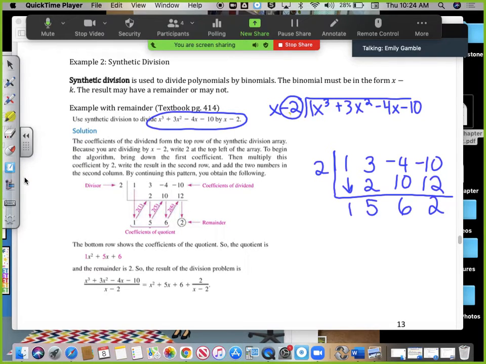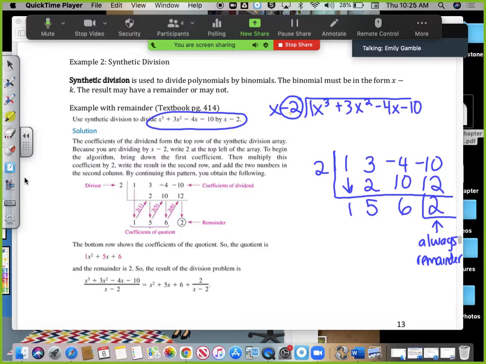This last number all the way to the right, no matter how many numbers there are, the last number is always the remainder. Always the remainder. Sometimes it'll be 0, and that means there is no remainder. But whatever number that is, that is the remainder of the problem. And the rest of these numbers are the coefficients of the answer.